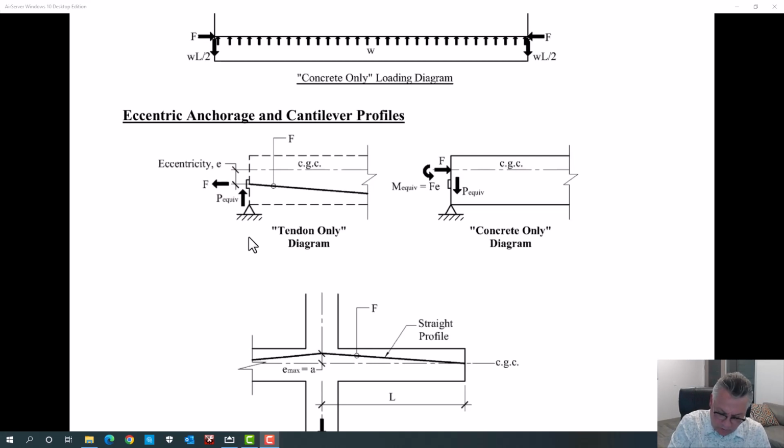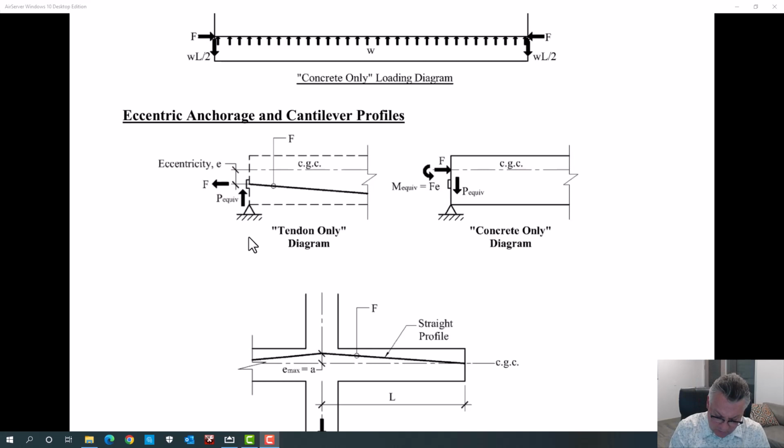This force will get moved up. Whenever we do that, we are creating a condition that's not statically correct. So if this force gets moved up, that is creating a fictitious moment in that direction. We have to counteract that moment in the opposite direction.